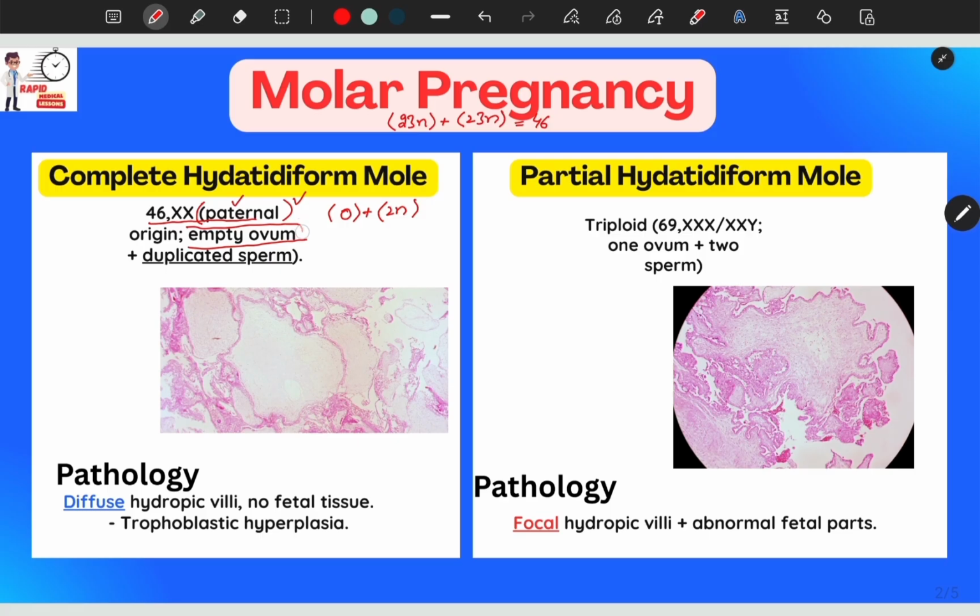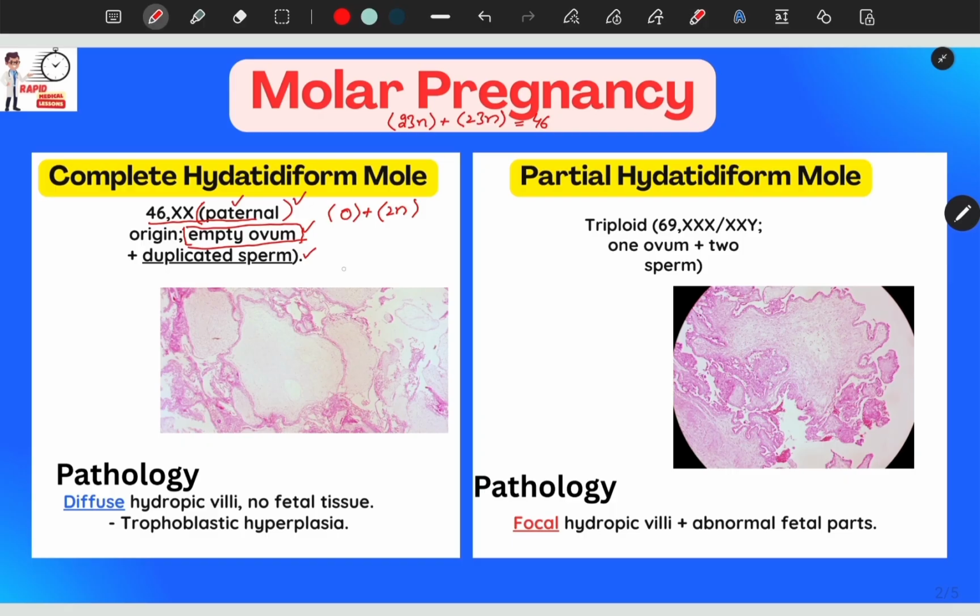And if it is fertilized by one sperm from the father, the sperm gets duplicated. Like, if the sperm has an X chromosome, then it gets duplicated and forms the complete mole. Now this karyotype looks normal, 46XX. This is the karyotype for a normal female. What differentiates it from a normal pregnancy is that all the chromosomal material is from the father.